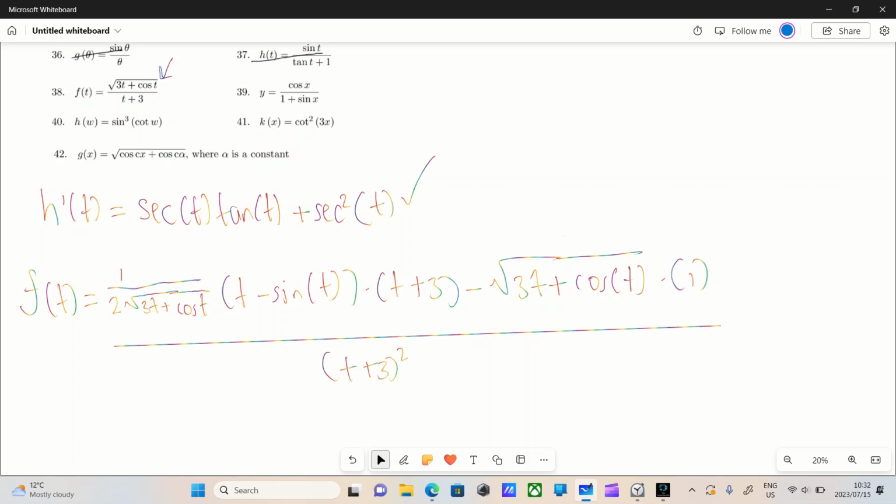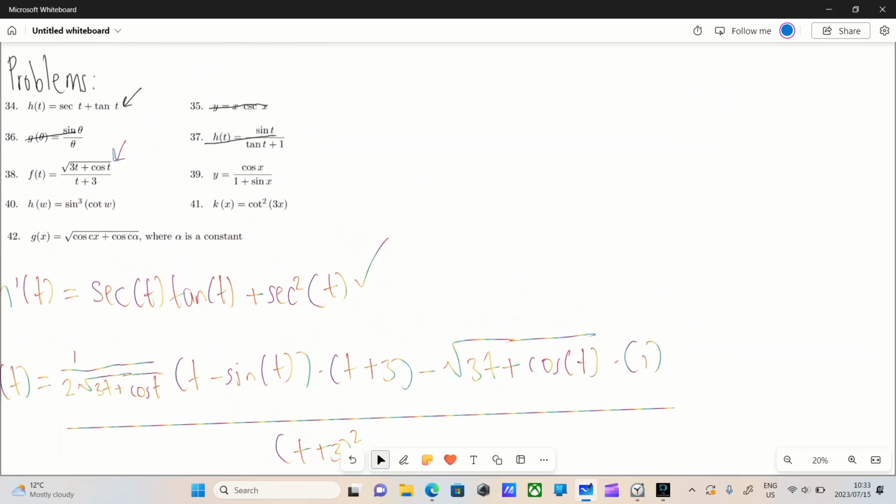Let me just run through this in my head. So 3t plus cosine t raised to a half power. We bring the half power to the front. We raise everything to a negative half. We then keep 3t plus cosine t the same. We then take the derivative of 3t plus cosine t multiplied by the bottom minus the top multiplied by the derivative of the bottom, all divided by the denominator squared. And that should be correct.